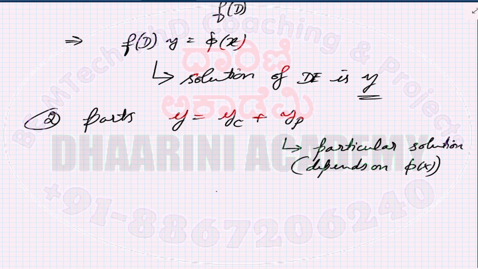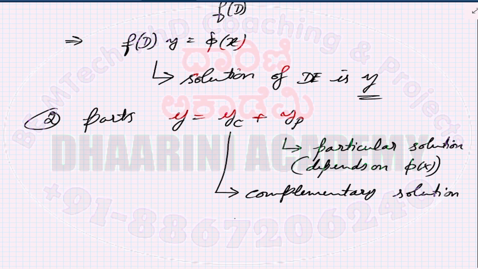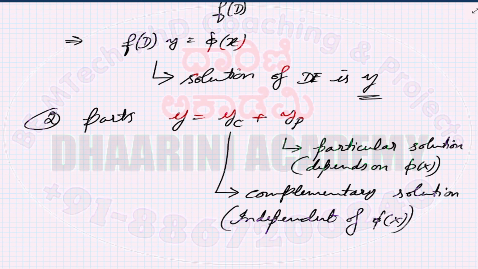And the yc is called the complementary solution. This is independent of phi of x. We don't want phi of x for that. So when I say independent of phi of x, even if there is phi of x, I'm going to make this equal to 0 and I solve, because it is independent of this.